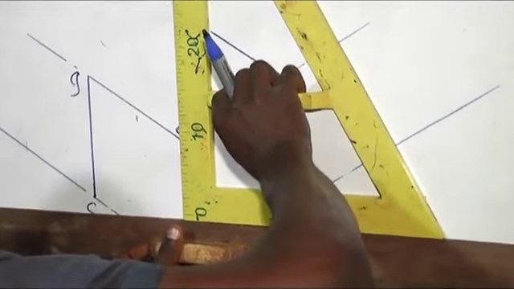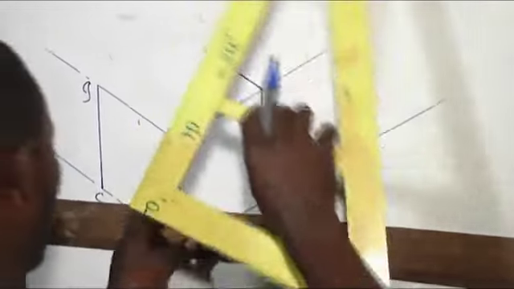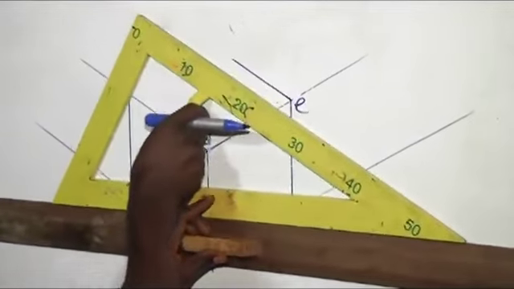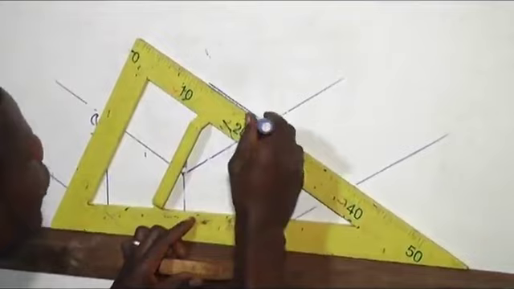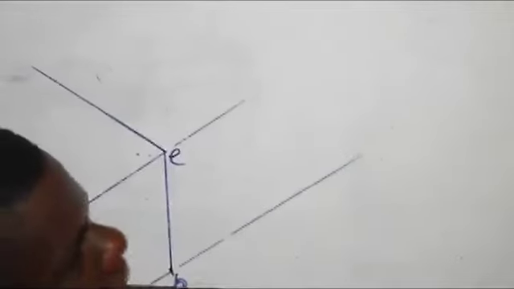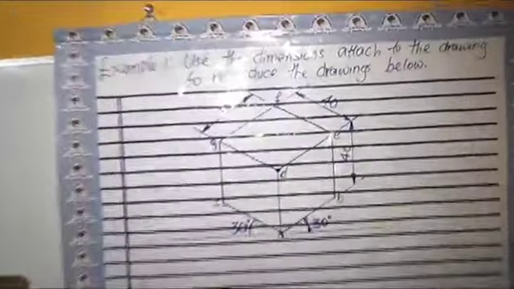When you have it correctly done, then you hold the ruler, then you still place your set square that same way, then you continue so that you have a long line there. You can see that. So when you're done with that, we've gotten our line EF. Okay? The last line there is our line GF.